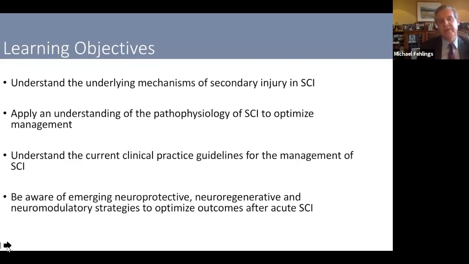So the learning objectives are fourfold: to understand the underlying mechanisms of secondary injury in spinal cord injury, to apply an understanding of the pathophysiology of spinal cord injury to optimize management, to understand the current clinical practice guidelines for the management of spinal cord injury, and to be aware of emerging neuroprotective, neuroregenerative, and neuromodulatory strategies to optimize outcomes after acute spinal cord injury.